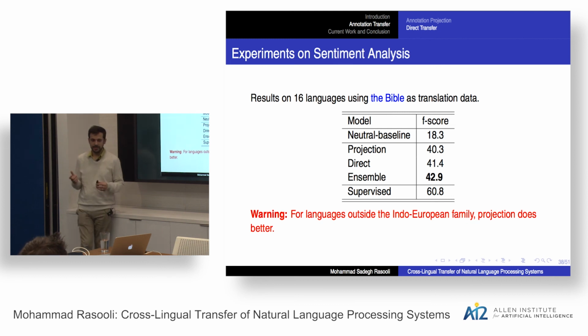And the ensemble of them, meaning that I train a direct transfer model per source language and also projection and do majority voting on the label, I get 42.9. There's a big difference to a supervised model. The main reason is that for languages such as Arabic, Uyghur, and Chinese, we don't do very well. So there's a big avenue of improvement for the languages that are outside the family of languages.